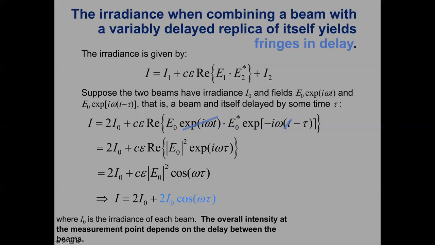This term here, using the definition of intensity, we can rewrite that as 2 times I naught. If you go back to how intensity was defined, it's equal to 1/2 c times permittivity times E squared.